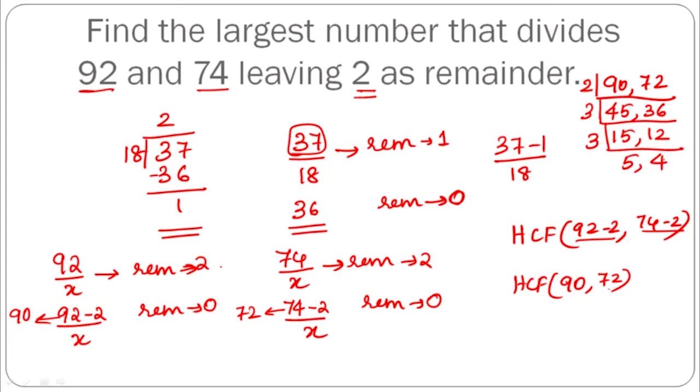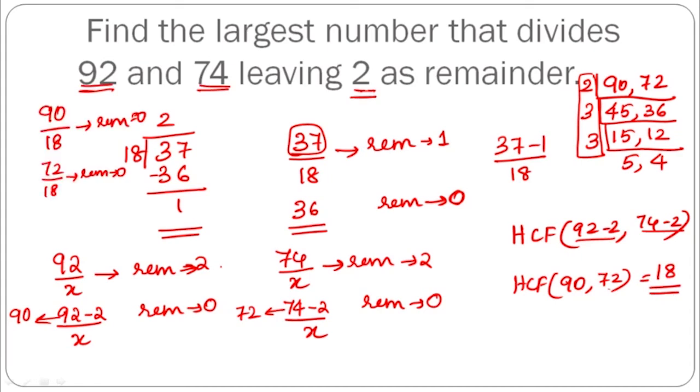At this point between 5 and 4, I am not able to find out a prime factor that will divide both of these numbers. So what will be the HCF of 90 and 72? The HCF of 90 and 72 is nothing but 2 multiplied by 3 multiplied by 3, or 9 2s are 18. So the HCF of these two numbers is nothing but 18. So the answer that we are looking for here in this question is 18. Just try out 92 divided by 18, you will get a remainder 2. Similarly, 74 divided by 18, you will get a remainder 2.